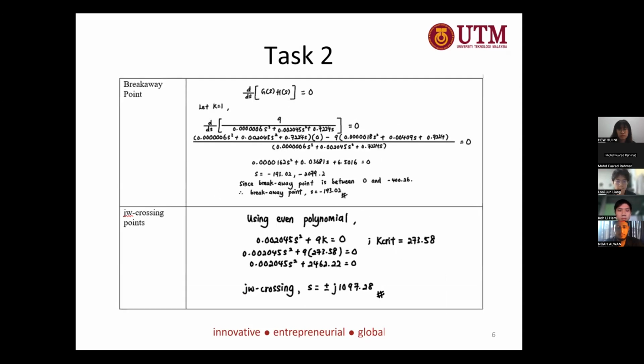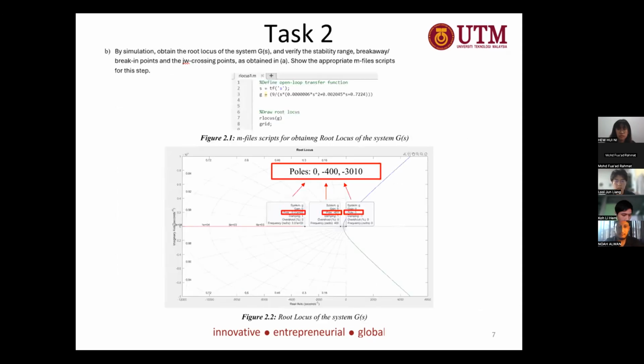Next. After that, by differentiating G(s)H(s) and setting it equal to 0, I find the breakaway point. Here I obtain the breakaway point equal to negative 193.02. Lastly, using the even polynomial from the Routh-Hurwitz table, I can find that the j omega crossing points are plus minus 1097.28. Next, I use the rlocus function to draw the root locus in MATLAB.